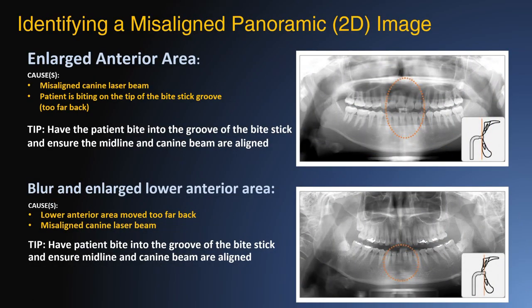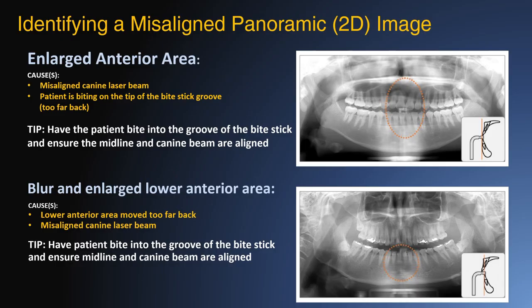Some misaligned panoramic images. If you have a panoramic image that shows up with an enlarged anterior area, the causes might be a misaligned canine laser beam, and the patient is biting on the tip of the bite stick groove, which is too far back. To adjust or fix this issue, have the patient bite into the groove of the bite stick and ensure the midline and canine beam are aligned.